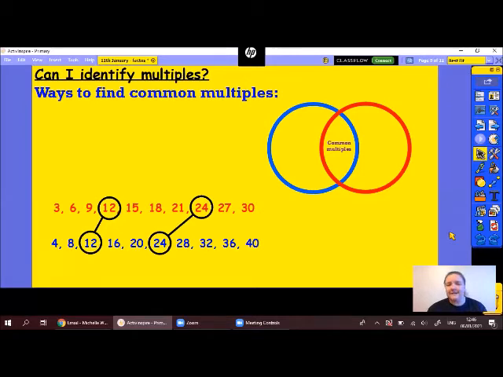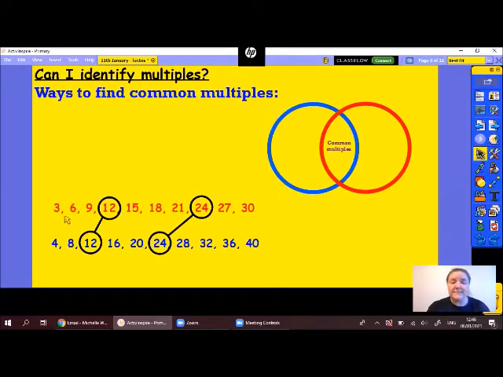The 2 easiest ways that I know are to use a Venn diagram like we did the other day, remembering that one of the times tables goes in the blue circle and one in the red. And whatever goes in this middle section here, those are the common multiples, the ones that they share.